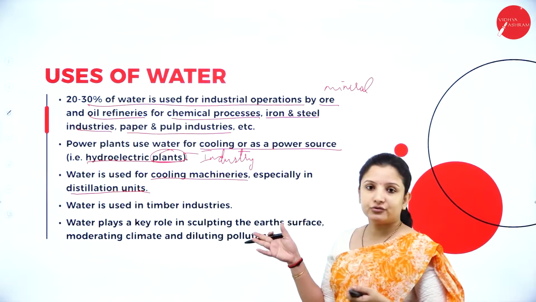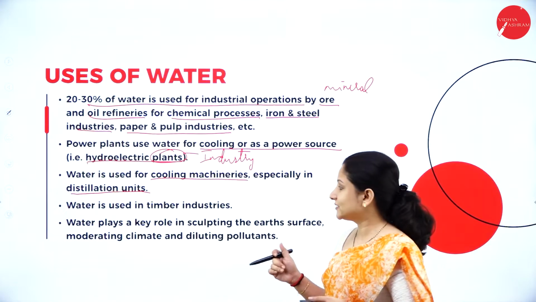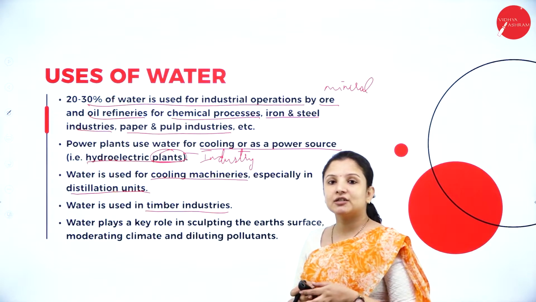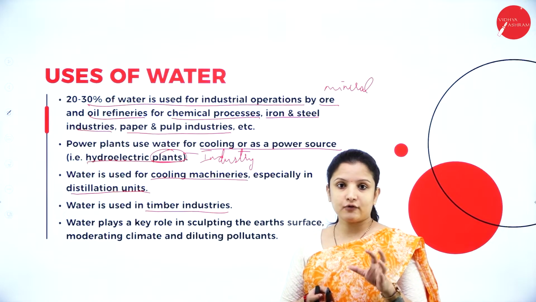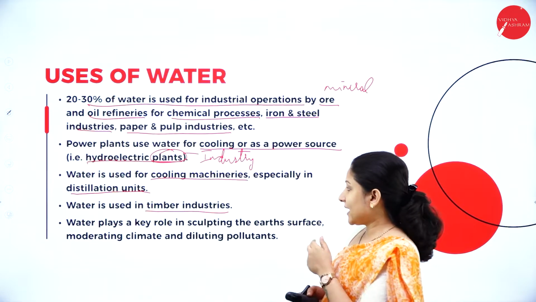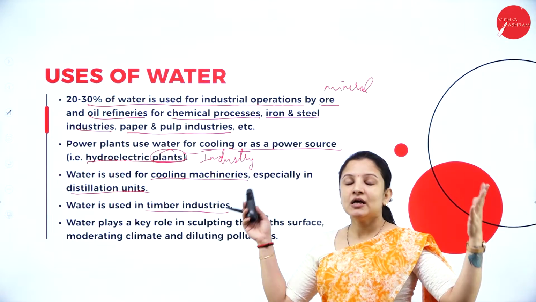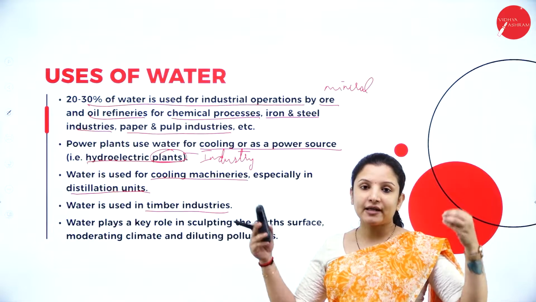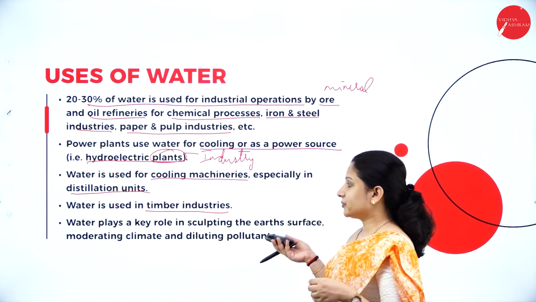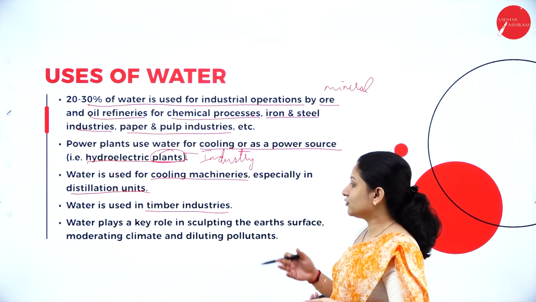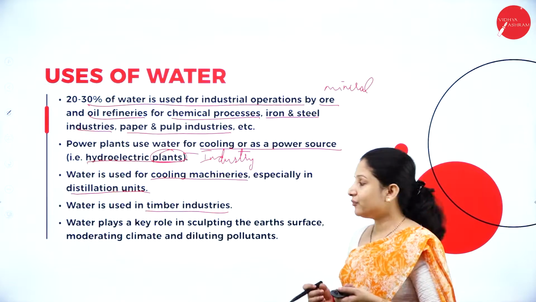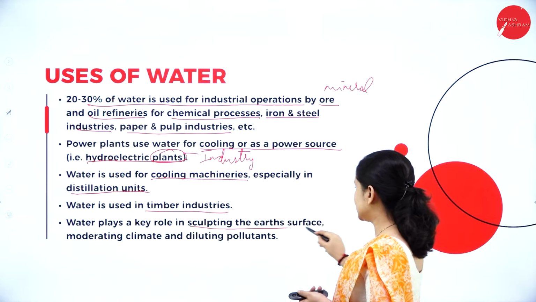So, water is also used for cooling machineries, especially in the distillation units, and water is also used in the timber industry. So, in timber industries, usually to soften the wood before converting it into furniture or something, they actually use water, wherein they'll have large tanks filled with water. In that they would have immersed the logs and kept them for some time. So, for that particular purpose, in timber industries also water is used.